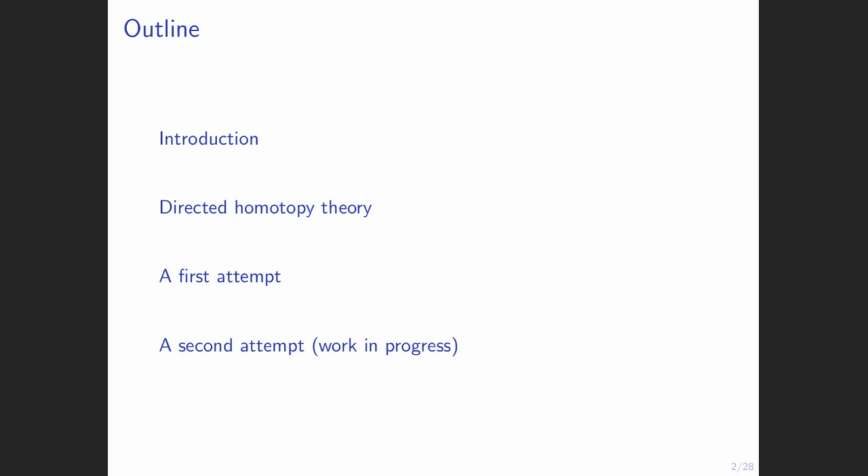There we go. Okay, so this is the outline. So I'll just introduce some of the motivations, mostly coming from applied mathematics. And then I will talk a little bit about directed homotopy theory, because that's one of the motivations and it's not so well known. And then I'll talk about a first attempt that's mostly contained in a paper that I have published, and then a second attempt, which is what I am working on now. Okay, and I also want to say before I begin that I would really love it if anyone asks any questions that they might have throughout the talk.